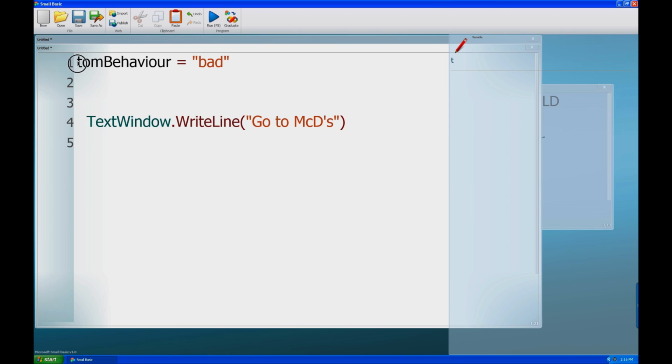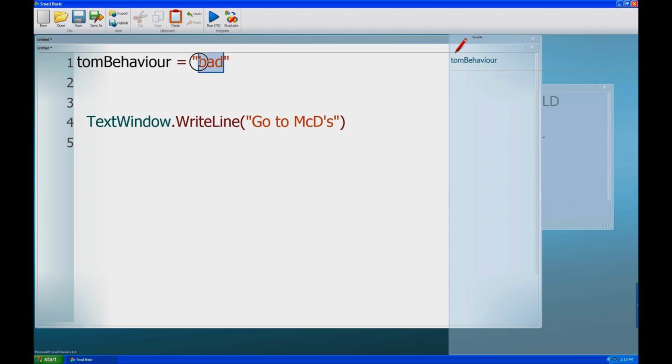Please note when I created this variable here that I used the second word began with a capital. Okay, and it's just good practice to stick with that. And of course, third, fourth, and fifth words would be started with the capitals, but again, no spacing. So, Tom behaviour equals bad.